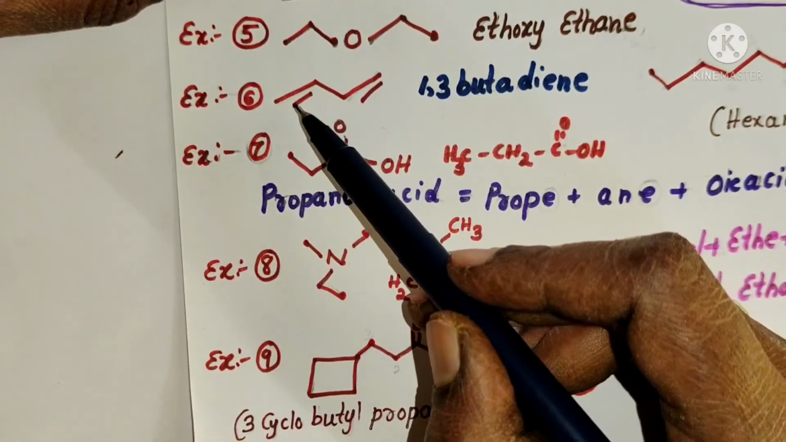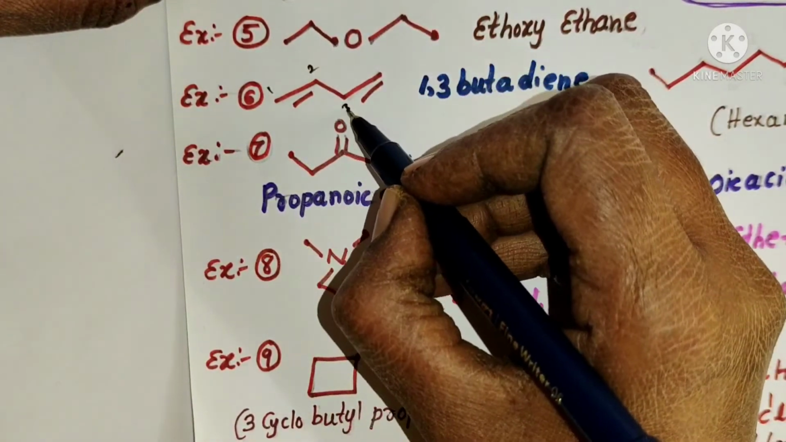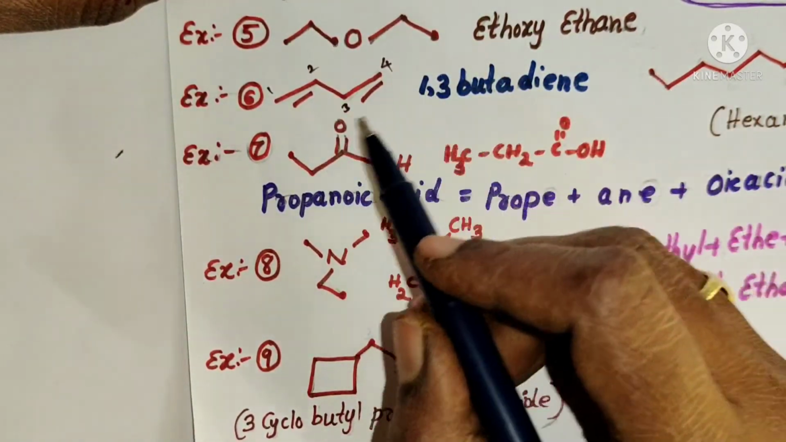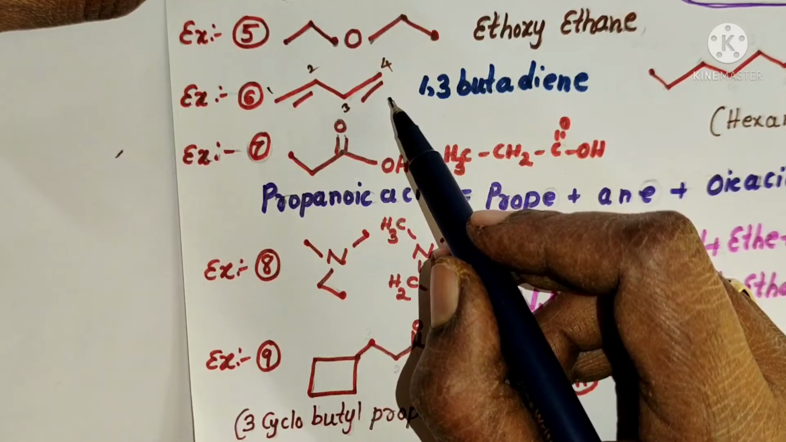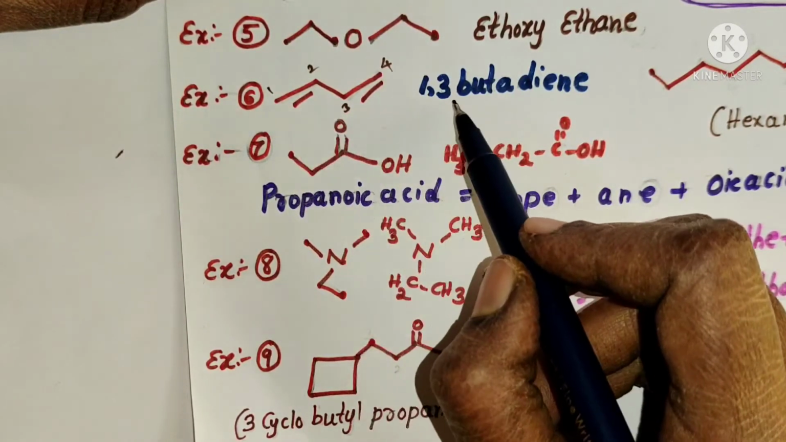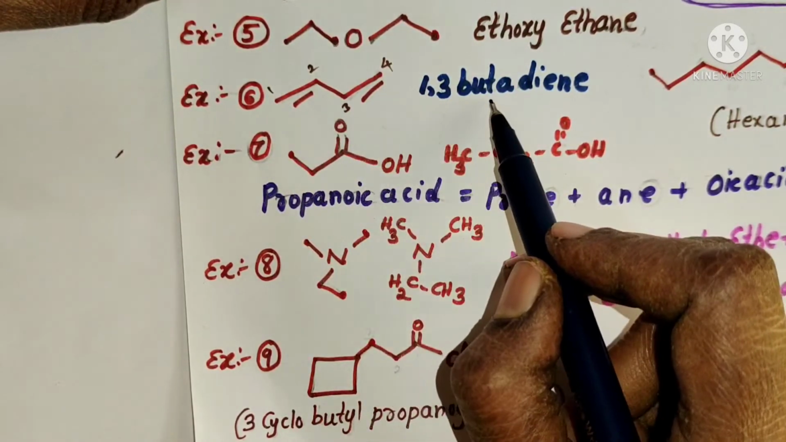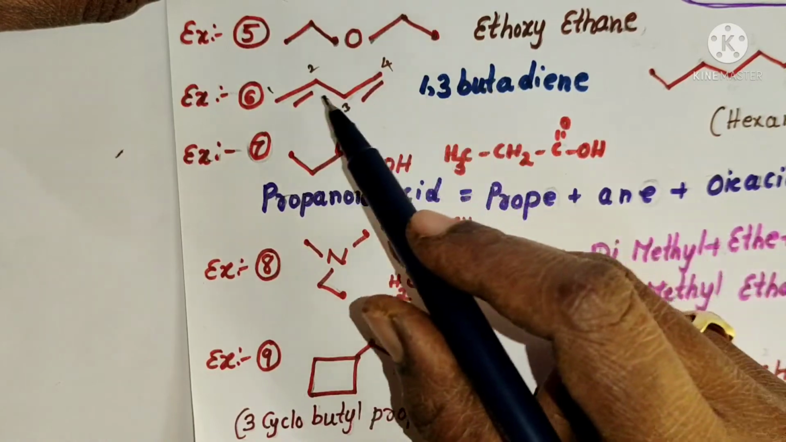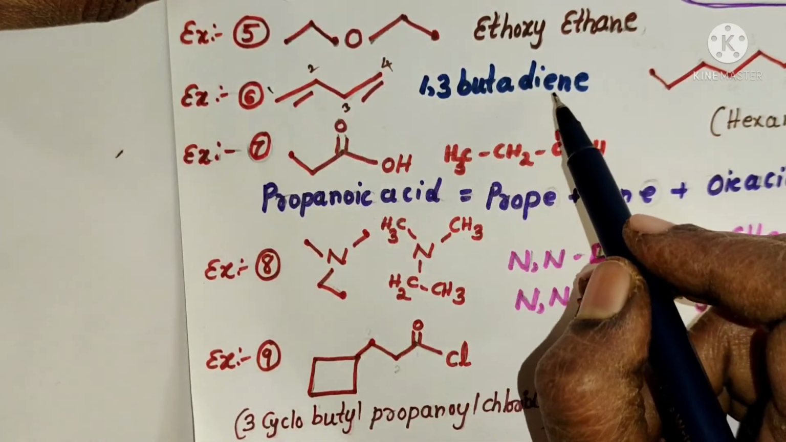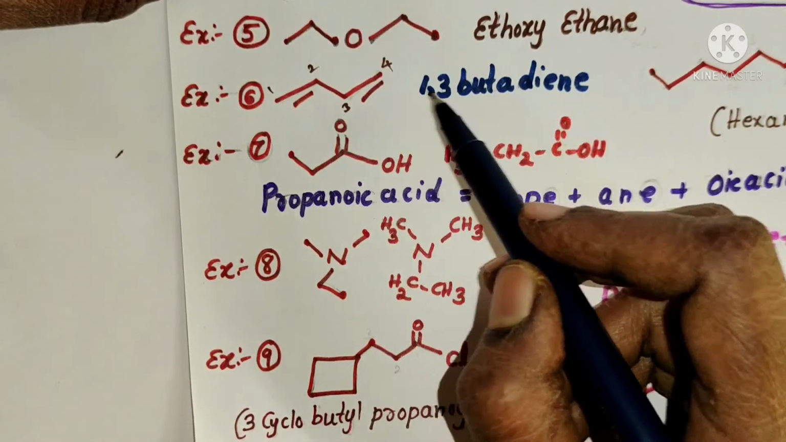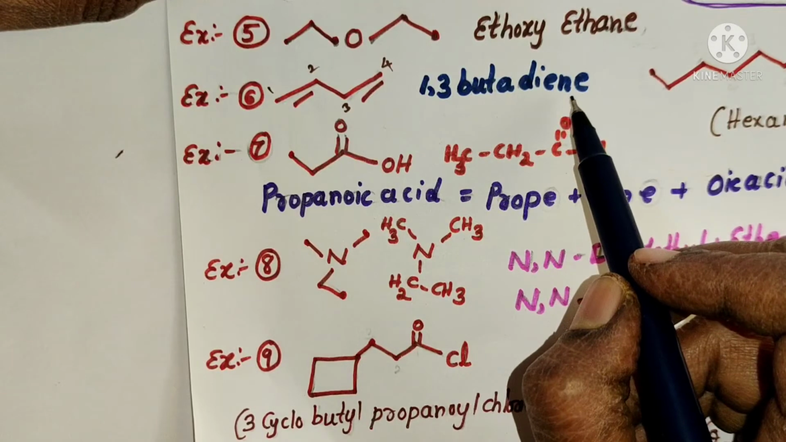Okay, next, 1 2 3 4. Here 4 carbons are there. At the first carbon a double bond is there, at the third carbon a double bond is there. So 1, 3. In total how many carbons? 4, nothing but but. Since a double bond is there, it is ene. How many double bonds? 2, nothing but diene. 1,3-butadiene.